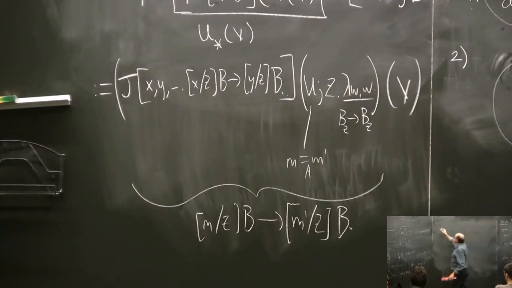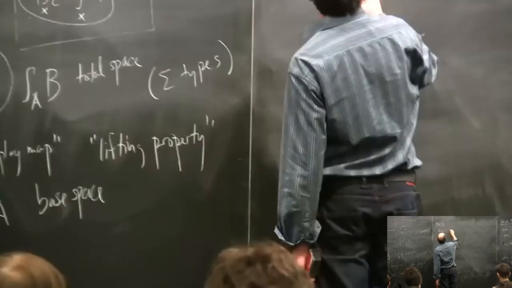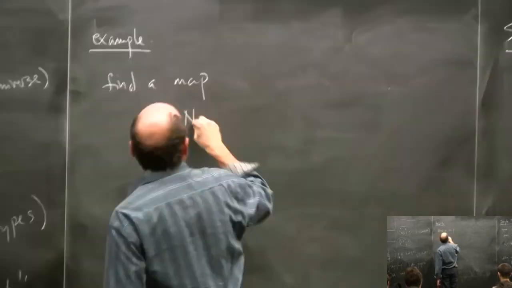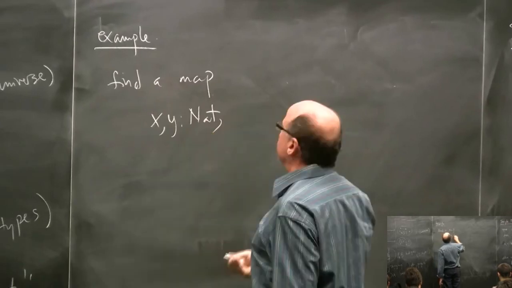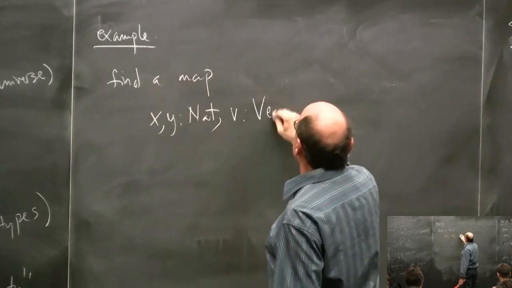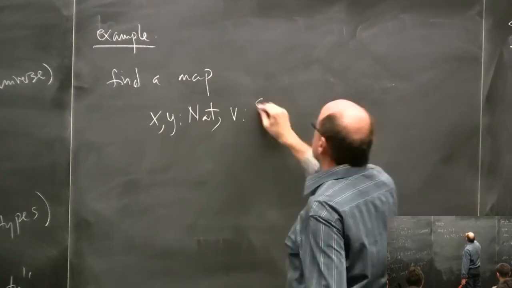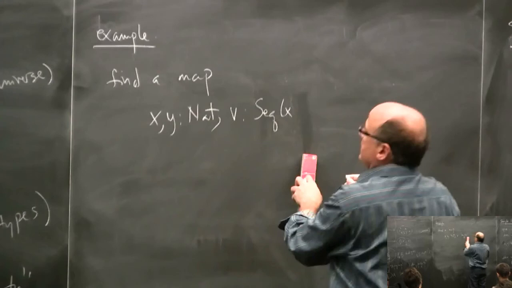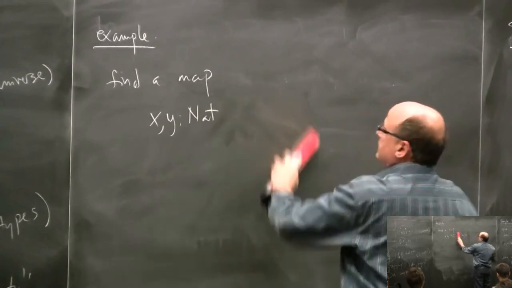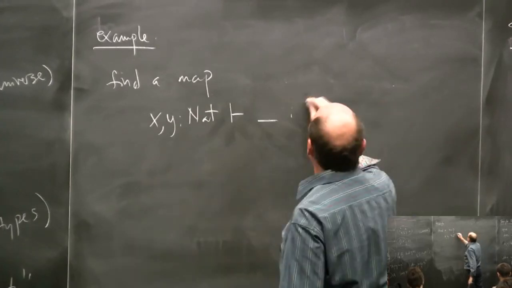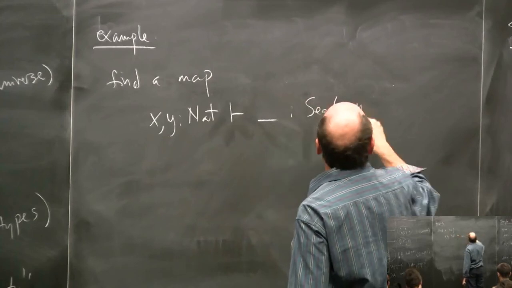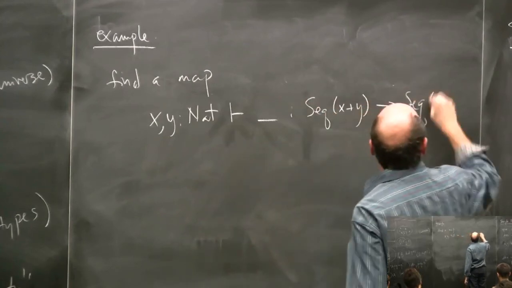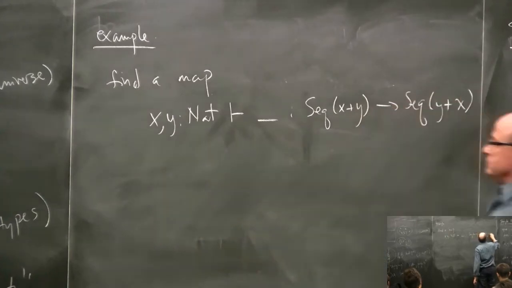Okay, so the example is, find a map with the following type. If we have x, y, and nat, and assuming we have this vec we've had before, v is in vec of x, or sec of x I called it, something like that, sec of x, let's do it like this, x, y, and nat. I want to map something which goes from sec x plus y to sec y plus x.